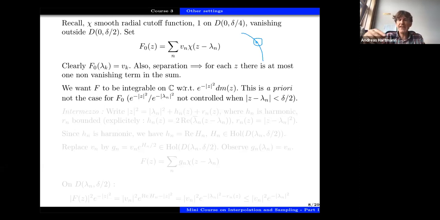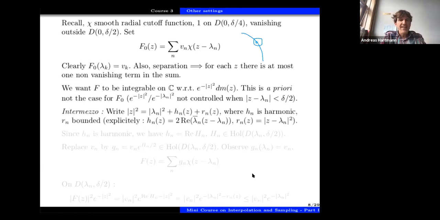Okay, you get e to the some linear term. So this explodes. So this is not exactly the right way to construct the smooth interpolating function. So we have to work a little bit more in this first step. And this is a little intermezzo, which I will do now.